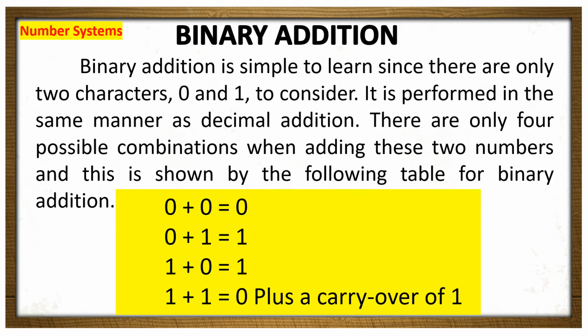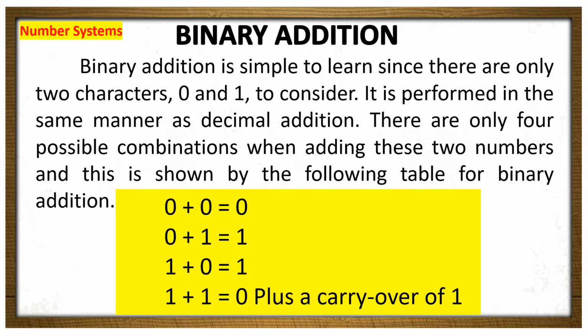It is performed in the same manner as decimal addition, meaning the numbers we are actually using are decimal numbers. Decimal means to the base 10. There are only 4 possible combinations when adding these two numbers. This is shown by the following table for binary addition.